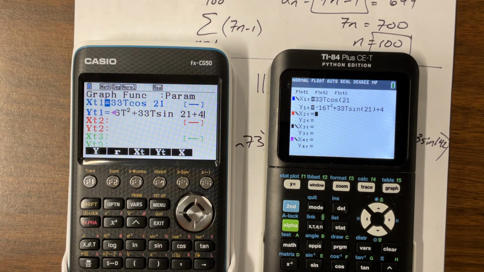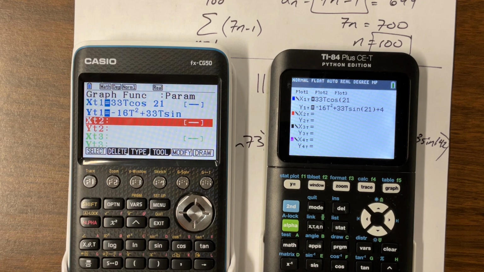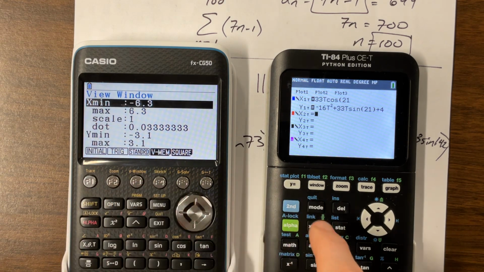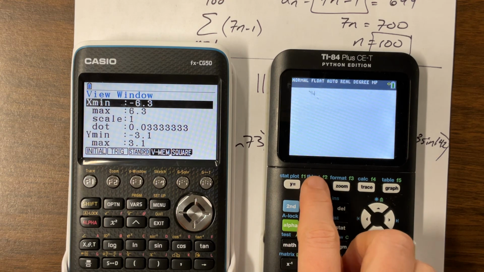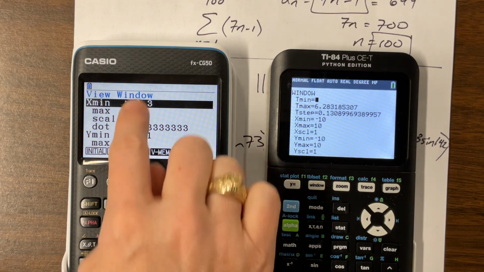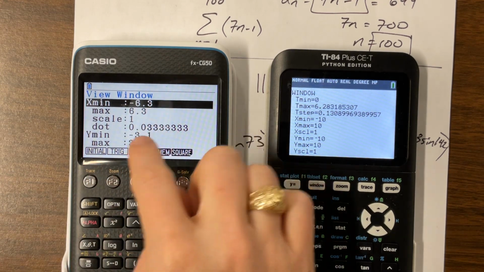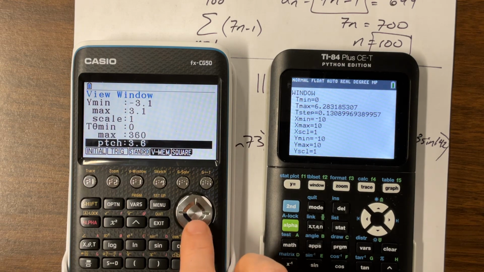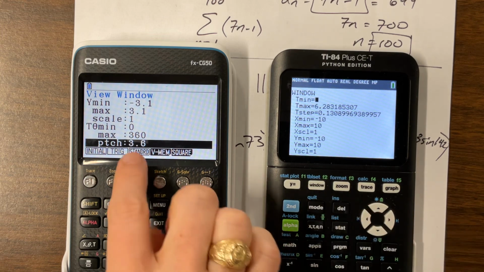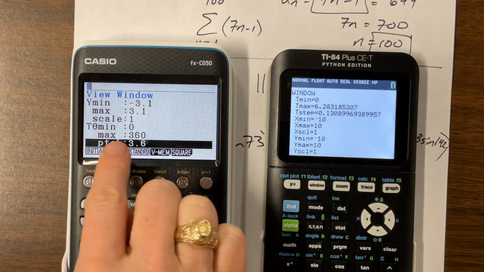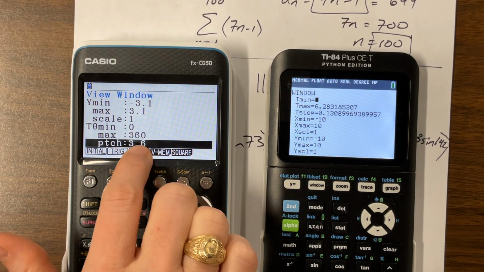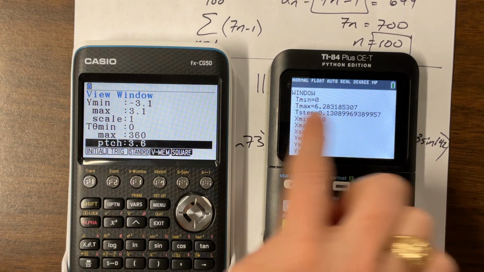Okay, so when I have these two, what I would recommend in both of these is that we go to window. So we're going to come to window right here. And on the CASIO, the x comes first and the y comes second, and you scroll down and you can find the t values. On the TI, the t comes first. So this one defaulted here. My default, after I had cleared the calculator, was from 0 to 360, but basically, it's a step of 3.6.